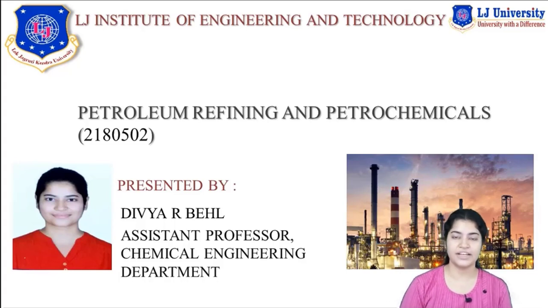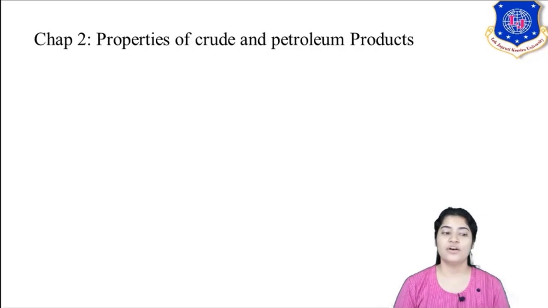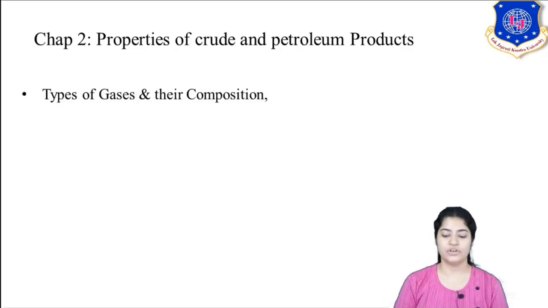So moving with the lecture. Now starting with chapter 2. Your chapter 2 is about properties of crude and petroleum products. So what would be the outline of your chapter?